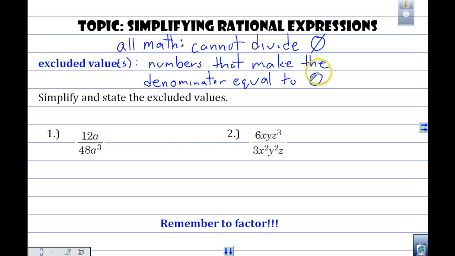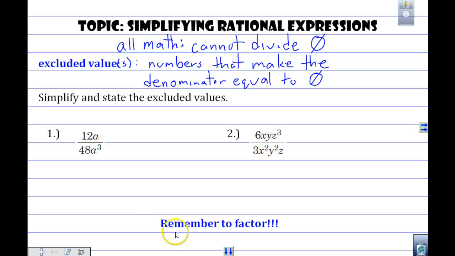That's what an excluded value is. Mathematics is not allowed to have division by 0. Excluded values are saying, well, these variables can equal anything except this number, or these numbers, that make the denominator equal to 0.